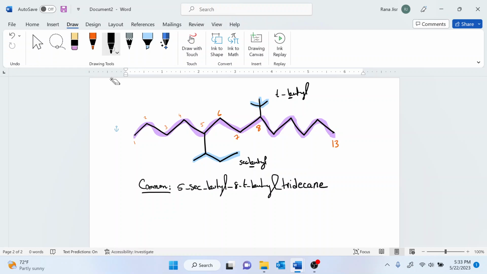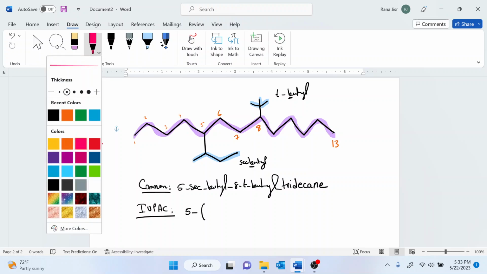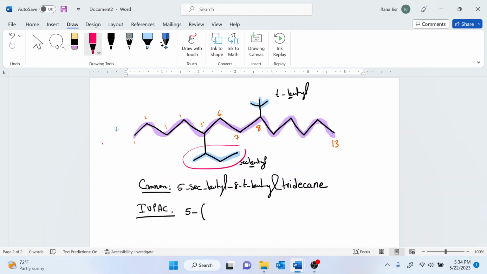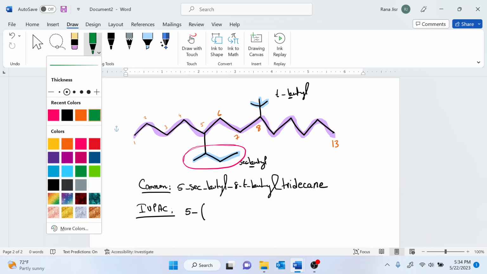Now, if I want to go ahead and name it as IUPAC, in this case we're going to reach the first substituent. On carbon number 5, put a dash and open the parentheses, because on 5, I have this whole bulky group there. This is on carbon number 5. I have this whole thing. So this whole thing is connected on carbon number 5 through its carbon number 1.